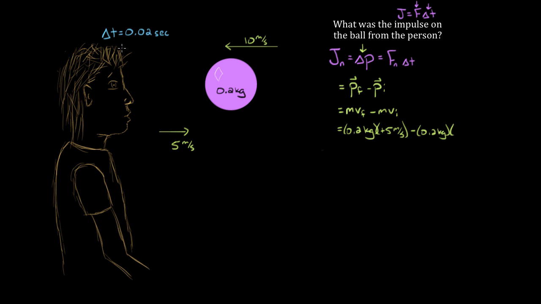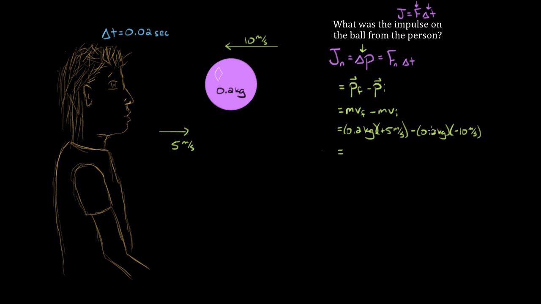But this ball changed directions. So the two velocities here have to have two different signs. So this has to be a negative 10 meters per second if I'm assuming rightward is positive. This leftward initial velocity has to be negative 10. And if you didn't plug that in, you'd get a different answer. So you've got to be careful.